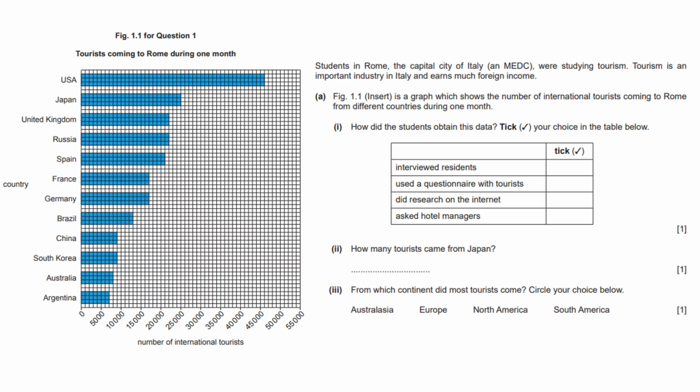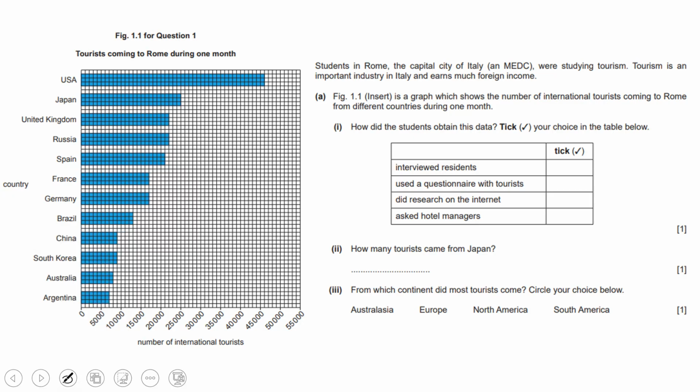Now, the first question here is, they said, students in Rome, the capital city of Italy, an MEDC, were studying tourism. Now, tourism is an important industry in Italy and earns much foreign income. Figure 1.1 insert is a graph which shows the number of international tourists coming to Rome from different countries during 1 month. Now, how did the student obtain this data? Tick your choice in the box.